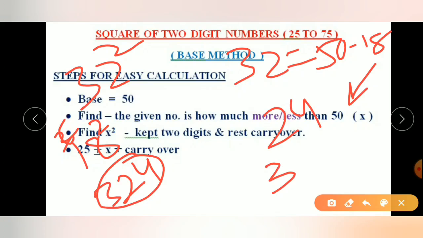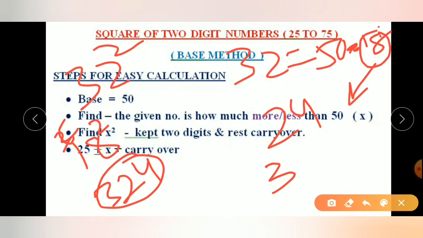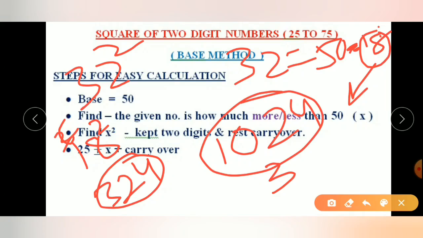Then what should we do? This is minus 18, which means we have to subtract this 18 from 25. So 25 minus 18 equals 7. 7 plus carry over 3 is 10. 1024. This is the best method, in which by practicing we can easily find the squares of 2-digit numbers up to 75.